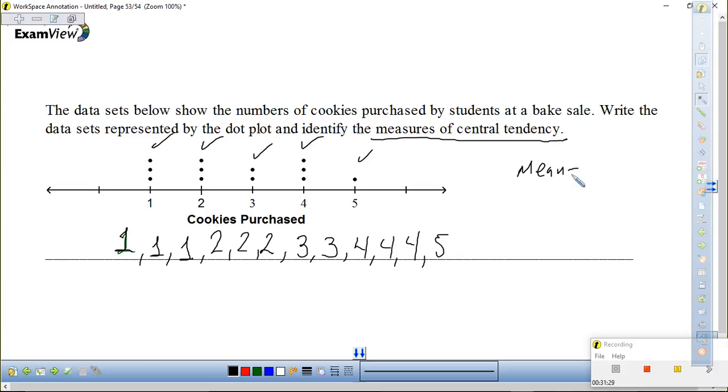I heard mean, median, and mode. Which is the easiest one to look for? Very good, the mode. Which number repeats most often? 1, 2, and 4. So my mode is 1, 2, and 4.